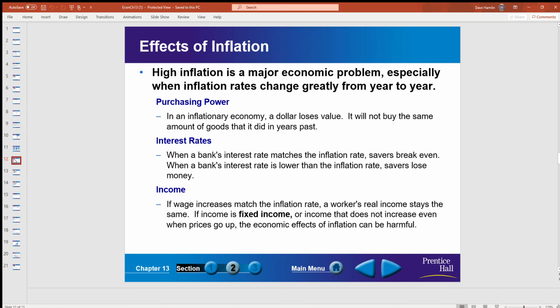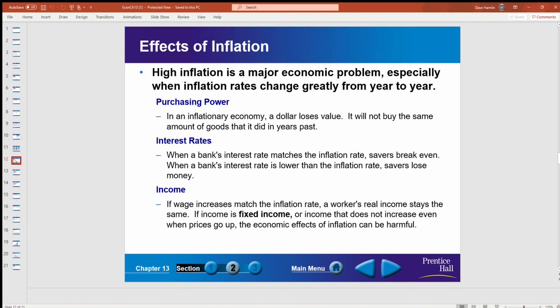Interest rates, when the interest rates match inflation rates, savers break even. In other words, you save the money, you spend the money, you're getting the money on your savings account to offset the higher prices. When a bank's interest rate is lower than the inflation rate, savers lose money. Now, it doesn't make sense for me to put the money in the bank because I'm losing value. The interest rate isn't keeping pace and growing my account at the same rate that the prices are growing.